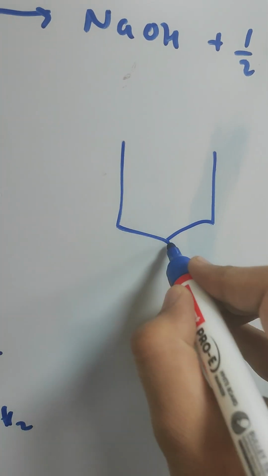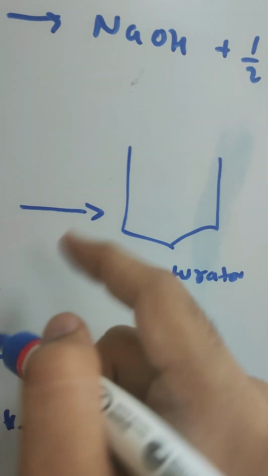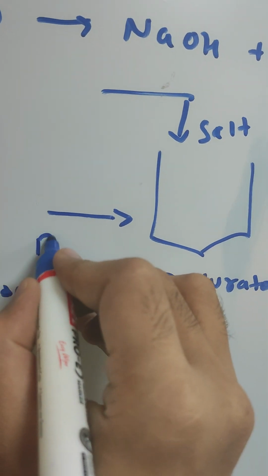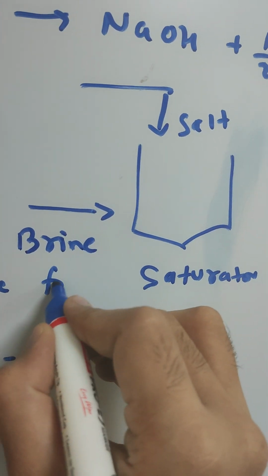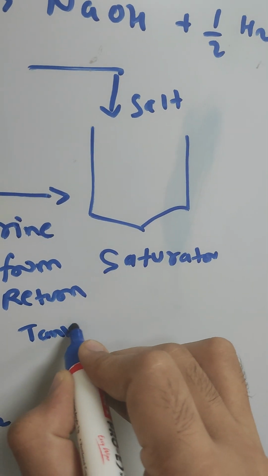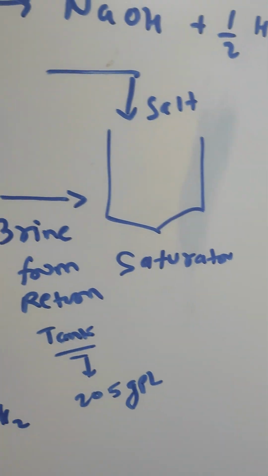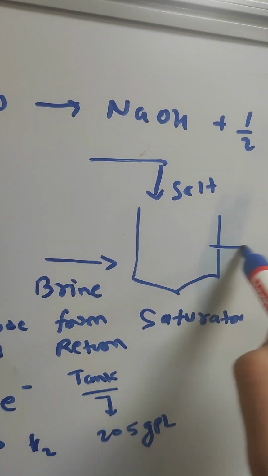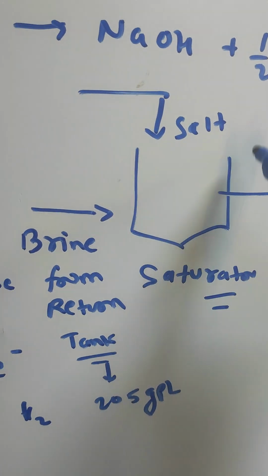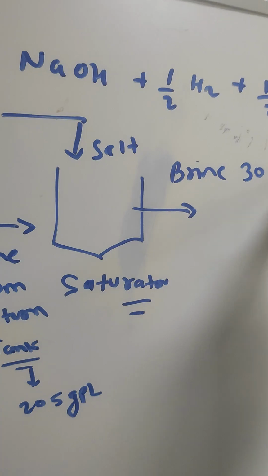So we have a saturator. Here from the top salt comes in, and brine from the return brine tank comes in. So this is a 205 GPL concentration of salt which comes in, and the salt is added, and the brine which gets formed is 305 GPL.